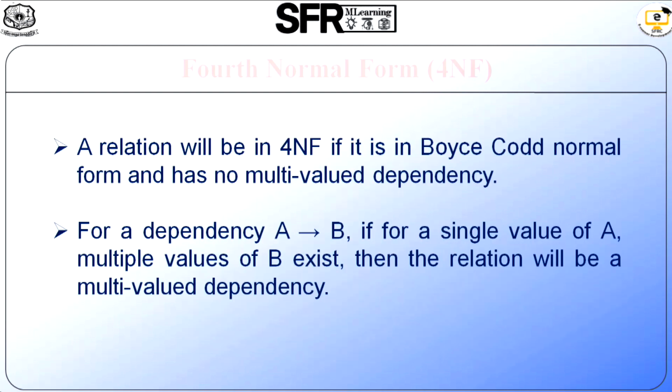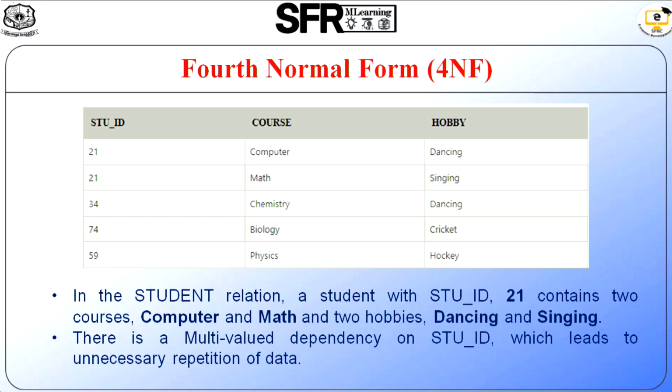And the next one is fourth normal form. A relation is in fourth normal form if it is first in BCNF and it does not have any multi-valued dependency. From this example we can see that in this relation student ID 21 has two courses, maths and computer, and two hobbies, dancing and singing. So it is a multi-valued dependency on student ID. It leads to unnecessary repetition of data, and it violates the rule of fourth normal form.